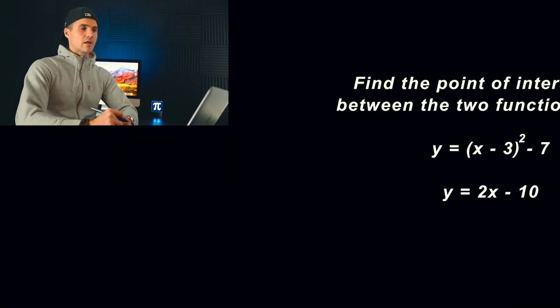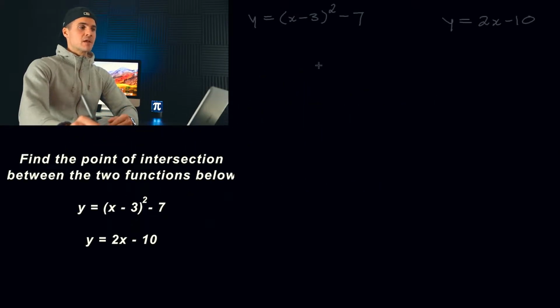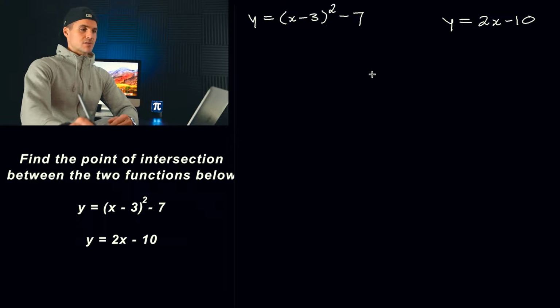Patrick here. Moving on to the next example, dealing with quadratics and linear intersections, or linear quadratic systems. So we have to find the point of intersection between this quadratic here and this line here, 2x minus 10.